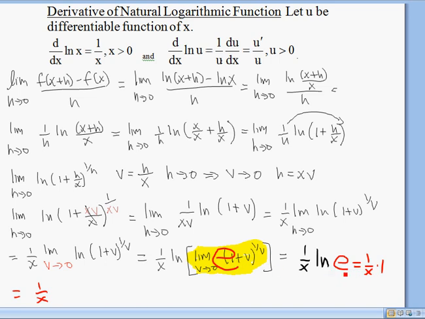But conveniently, the natural log of e is equal to 1, so we get 1 over x. So we just proved that the derivative of natural log is equal to 1 over x.